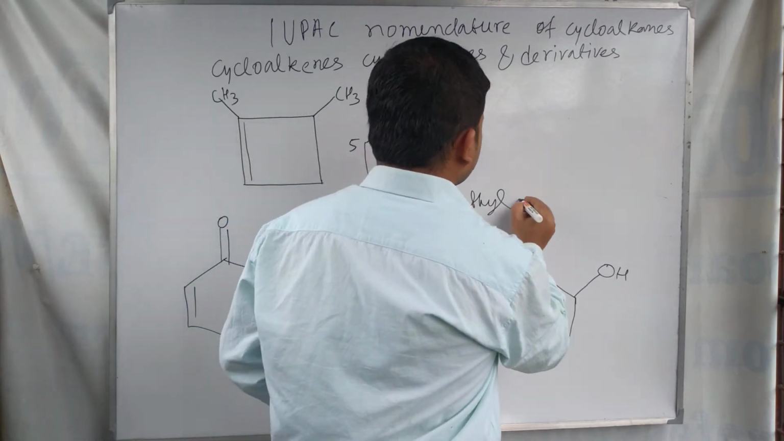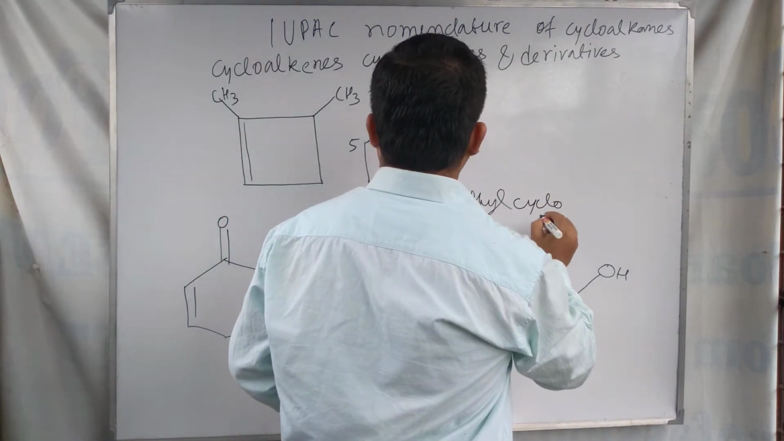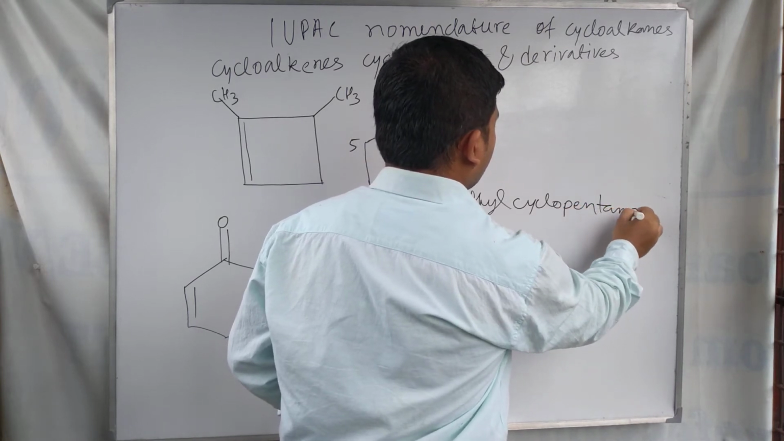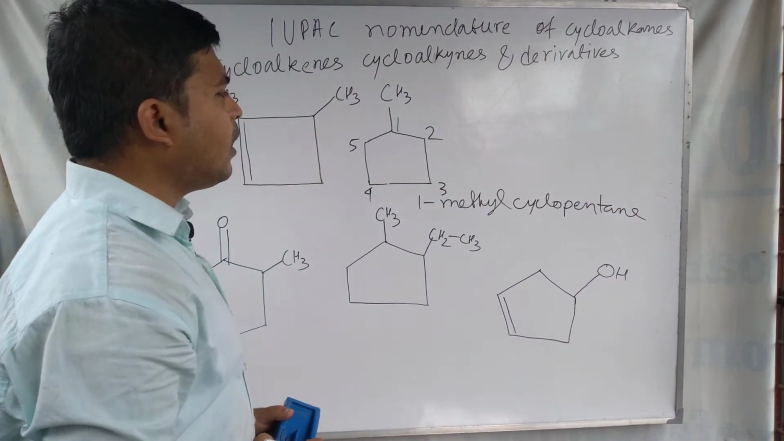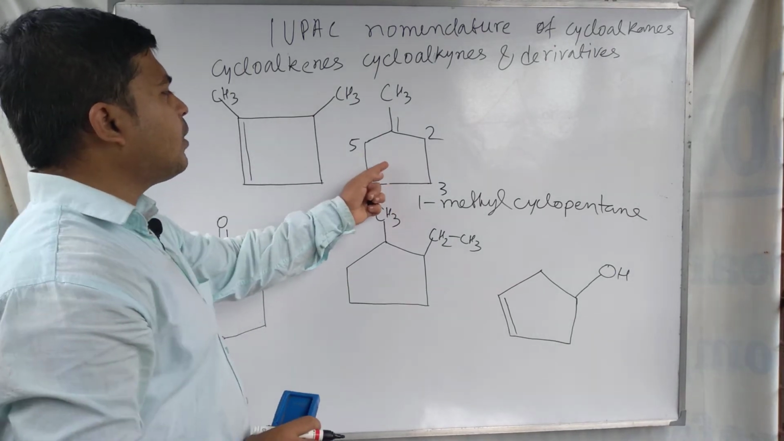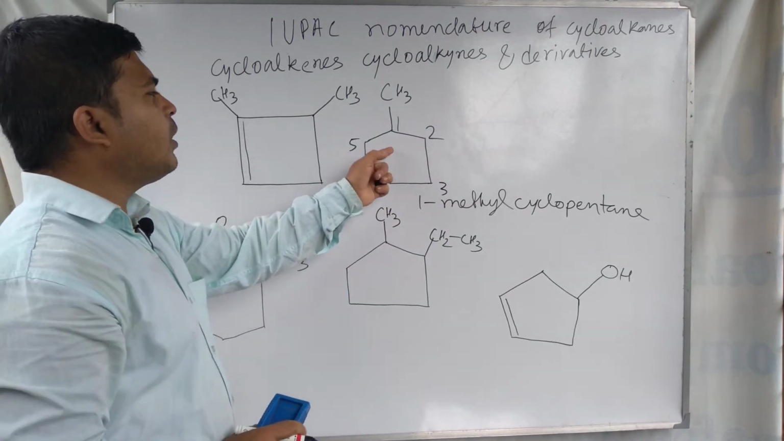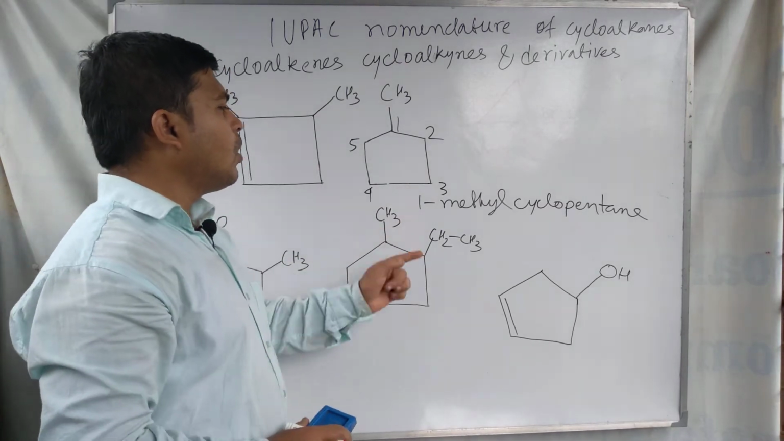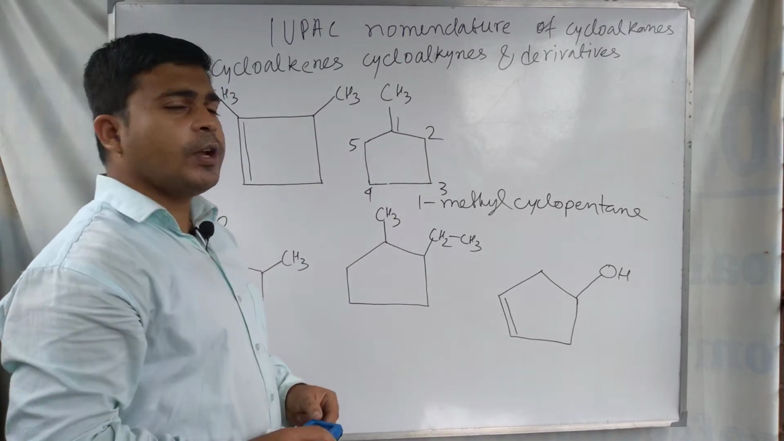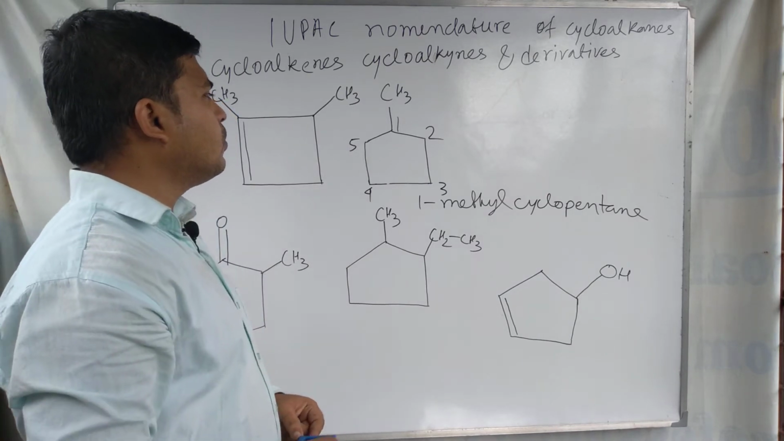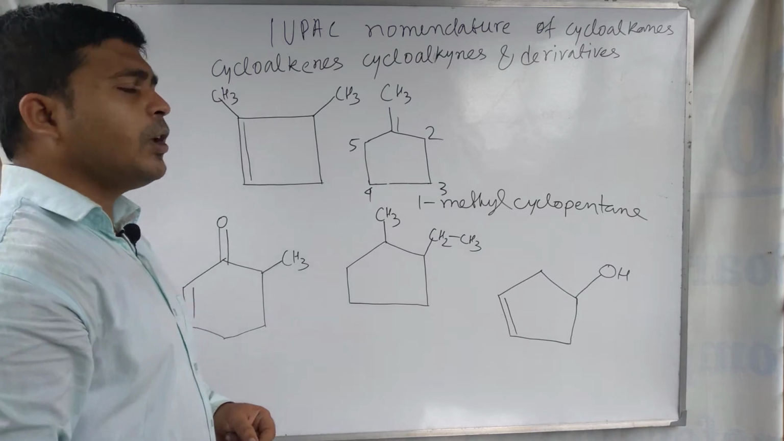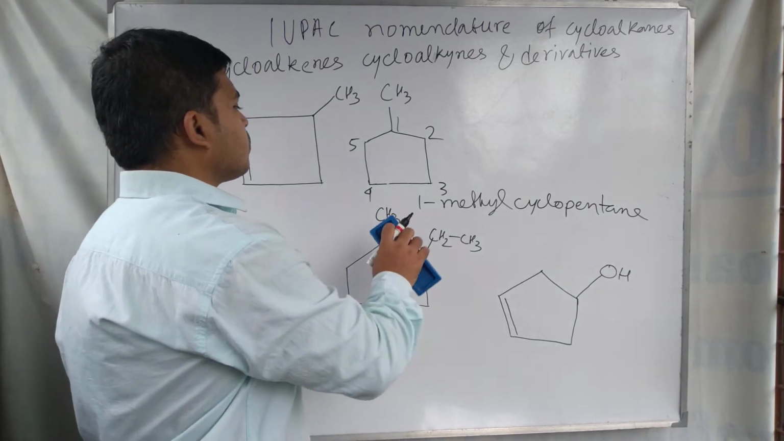and cyclopentane, because 5 carbons are present and all carbons are bonded through single bonds, so therefore ane is the suffix. 1 methyl cyclopentane is the name of this molecule. 5 carbons are present, and 1 methyl cyclopentane is therefore the name of this molecule.